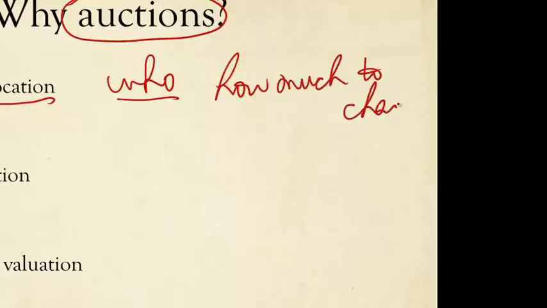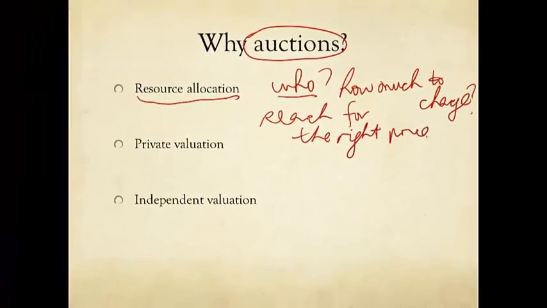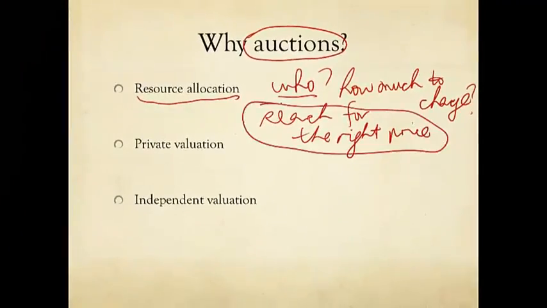So when you're confused or not sure about these questions, then you want to search for the right price. For the right price, then maybe auction is a good mechanism for you when you're not sure about the pricing signal.